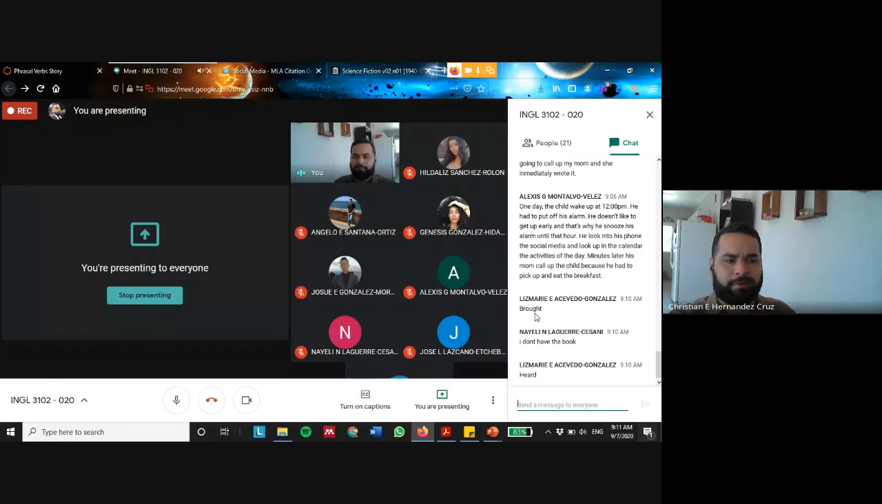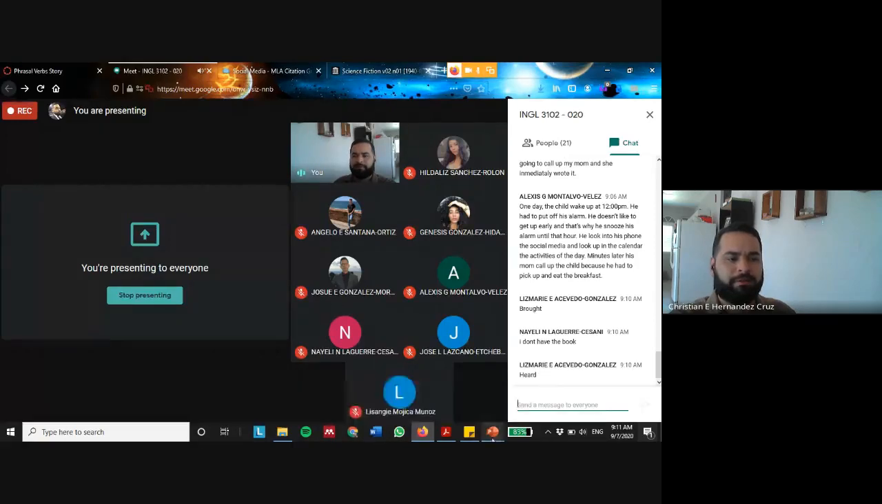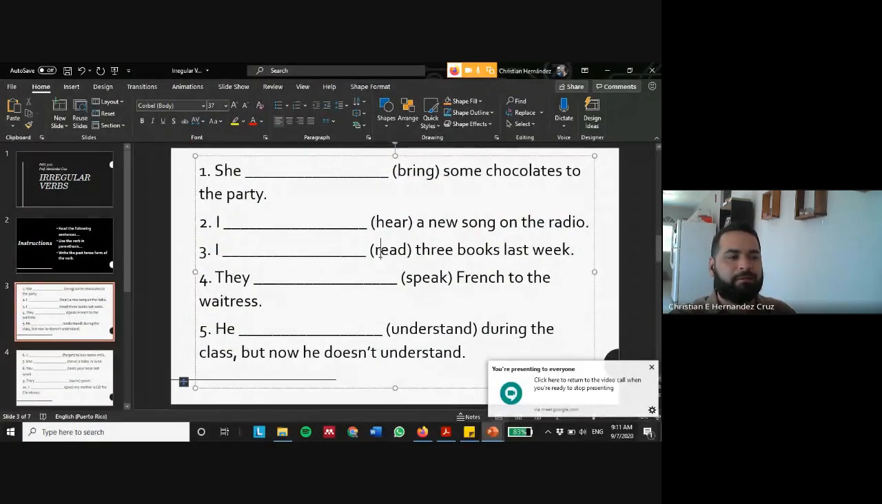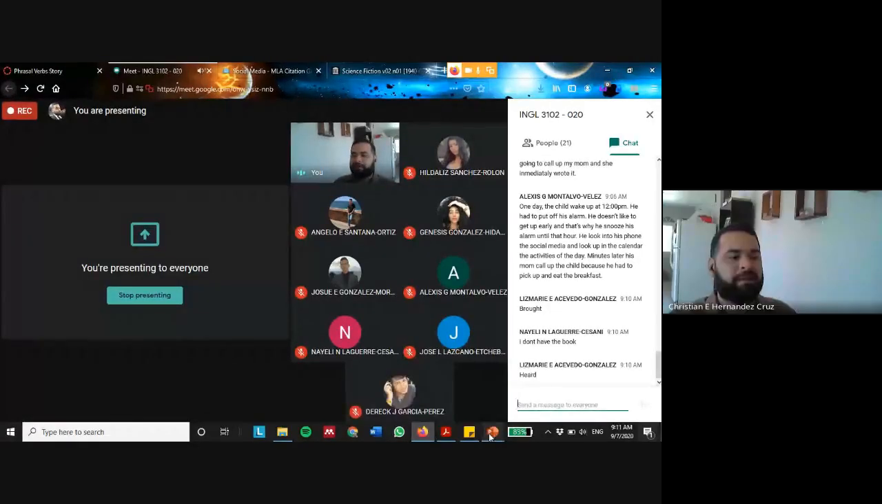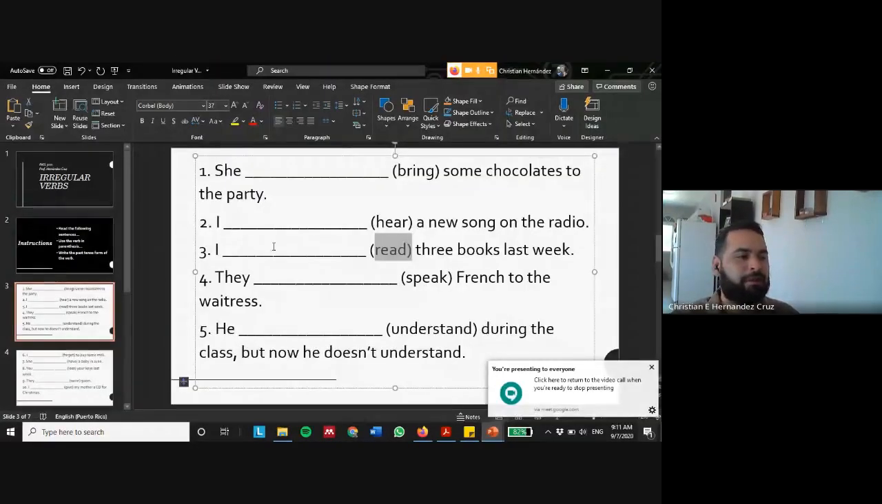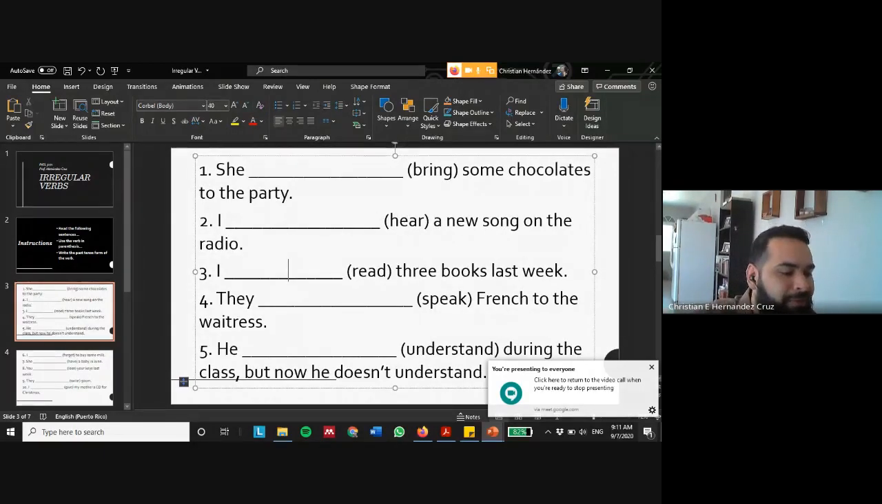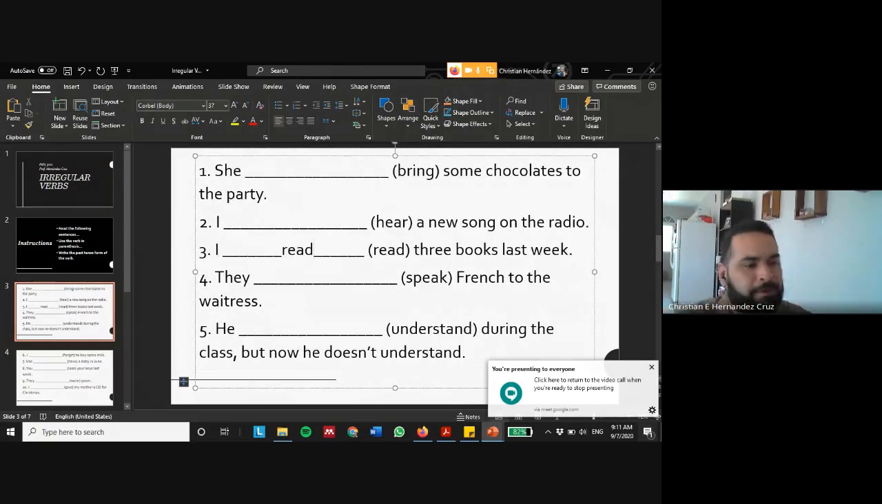Okay, so Lismari said brought, good. And now Lismari said heard, which is number 2. Let's do number 3. How do we conjugate read into the past tense? Read. Read, exactly. Se escribe igualito, but we say it differently. We say it phonetically as "red," but you still write read. Okay?